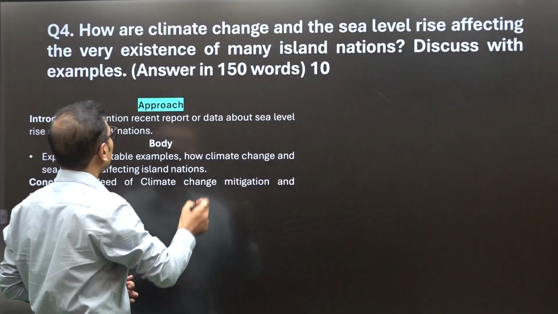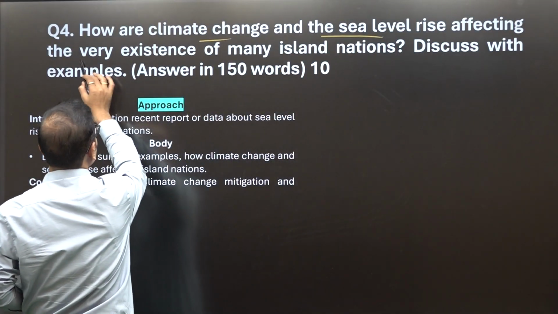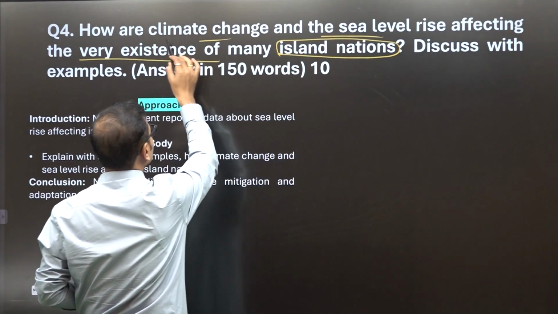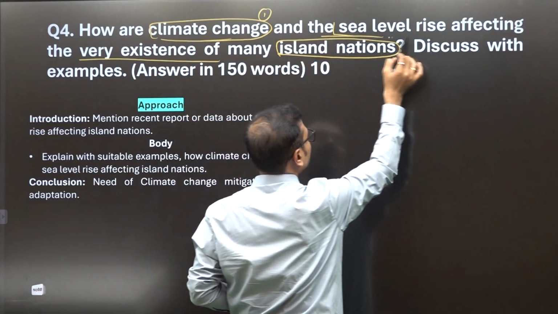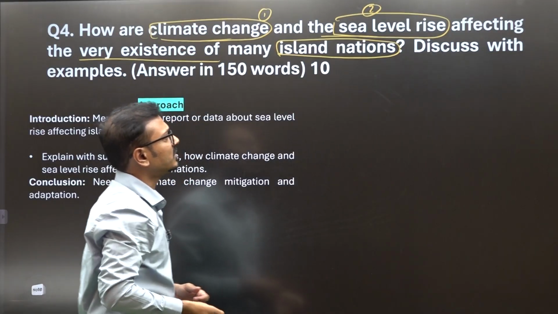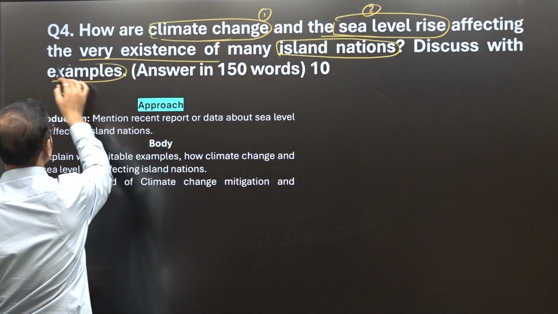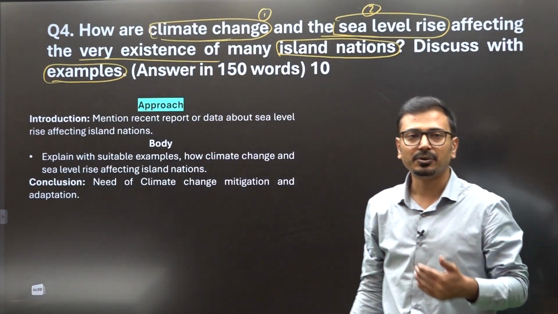So first question: how do climate change and sea level rise affect the very existence of many island nations? Climate change first, and sea level rise. Although sea level rise is a consequence of climate change, discuss with examples. So here let's try to understand what we can introduce.